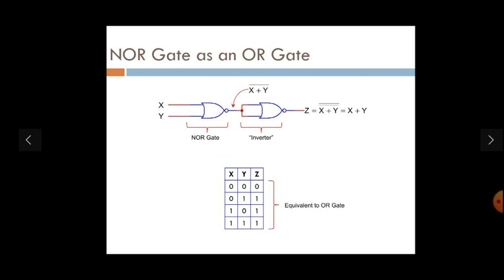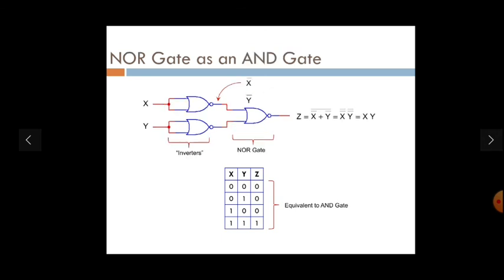Now see the NOR gate as an OR gate. When we use the NOR gate as an OR gate, this is the logic circuit diagram and this is the truth table for it. X and Y are two inputs and Z is the output of that particular circuit. When X is 0, Y is 0, output Z is 0. When X is 0, Y is 1, output is 1. When X is 1, Y is 0, output is 1. When X and Y both are 1, output is 1. Okay, so this is the truth table of the OR gate.